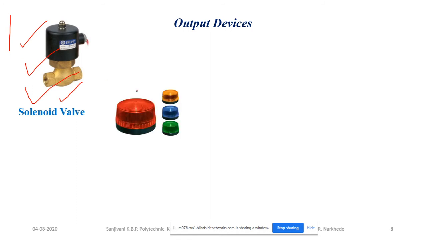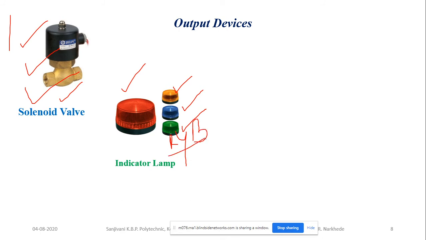The second commonly used output device is the indicating lamp. On an industrial panel, you can observe different colors of industrial lamps. That may be green, yellow, blue, or red. The red color indicates a warning, so we use the red indicator for warnings, and for showing whether the phases are available, we use RYB, red, yellow and blue, as a three-phase supply is there.